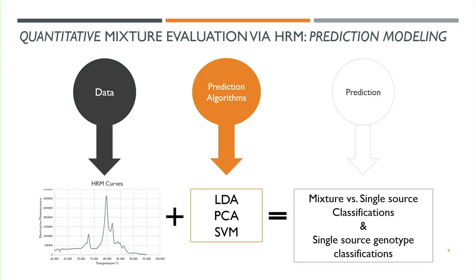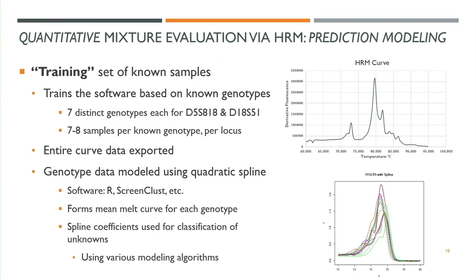And that was a great move because they had a lot of ideas about different prediction modeling algorithms that we could use to analyze data from these melt curves to determine something about the contributor status of a sample. When we use these types of prediction modeling approaches, you first have to develop a set of standards that will serve as your training set, to train the software on the different genotypes, in this case, that we were looking at.